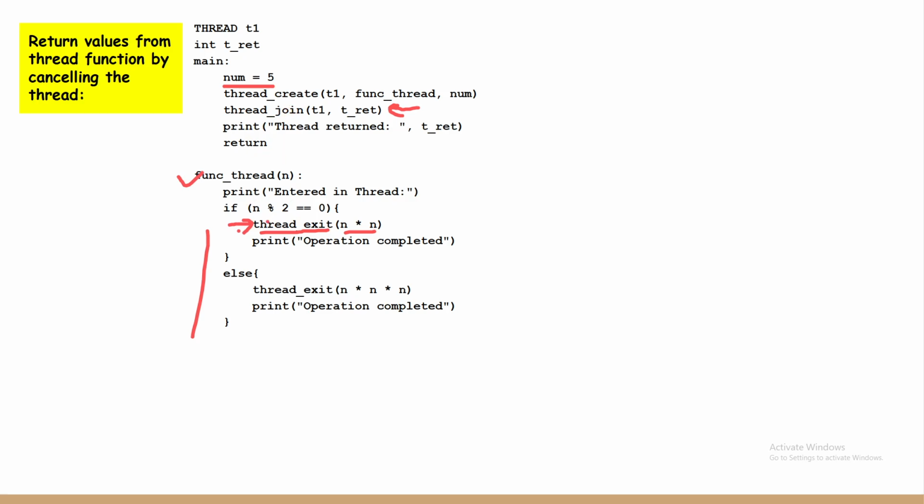So if n is not an even number, it will go to this else block and it will terminate and pass the value n squared. So let's look at our main function, main thread. Whenever it gets the value returned, it will basically print that value. So in our case, the value of the argument was 5. It is an odd number. So this will go into the else block and it will return 25, 125. So finally our output will be 125.